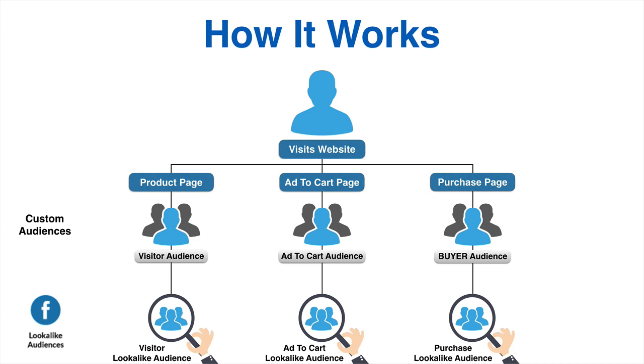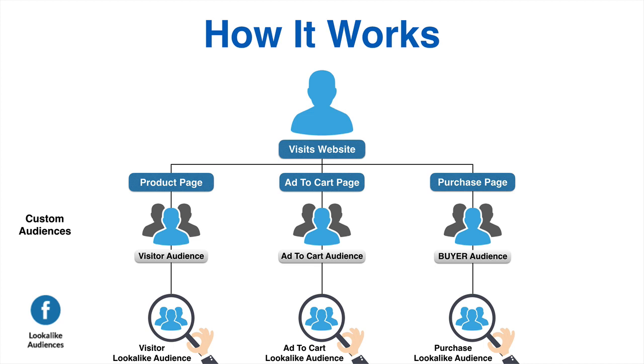So as the chart shows, somebody visits your website, first they view your product page, then they add a product to the cart, and then they purchase the product. You can create custom audiences that take those visitors and put them in their own audience. Take those people that added a product to the cart and the buyers and put them all in custom audiences.